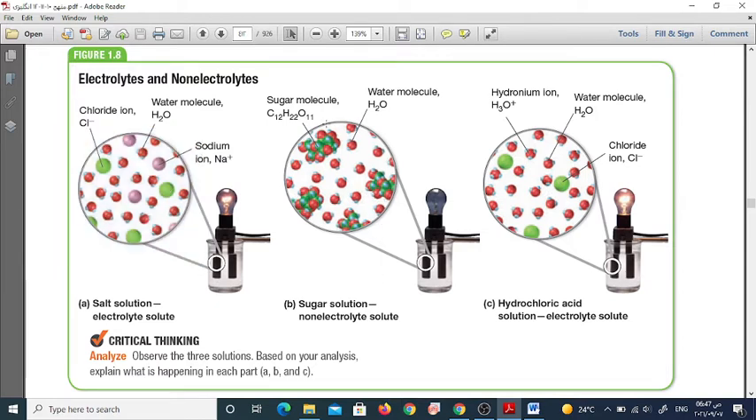However, in the case of sugar dissolved in water, the sugar stays in molecular form. The sugar stays in water as it is, in molecular form, so it will not conduct electricity. So the solution of sugar and water is called a non-electrolyte. The sugar is called a non-electrolyte solute, and the solution of sugar will not conduct electricity, as in this picture.